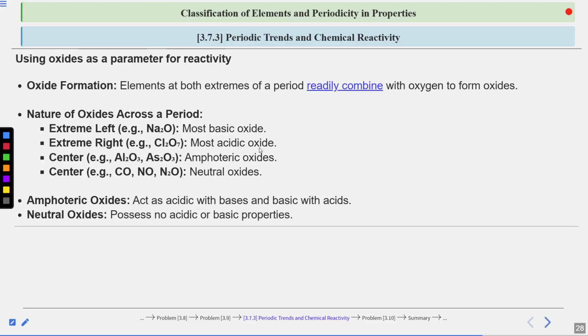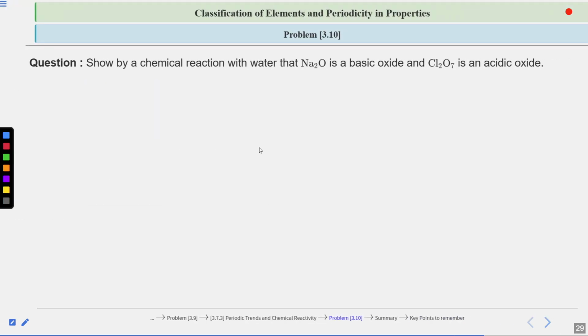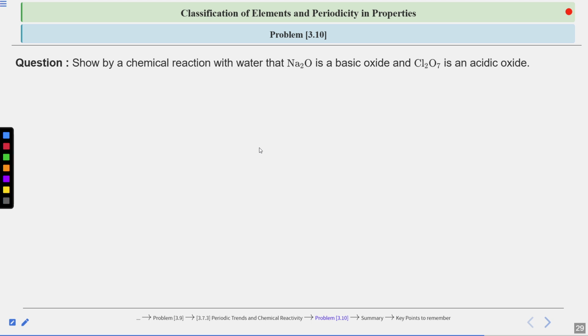Now what are amphoteric oxides? They can act both as an acid and a base, whereas neutral oxides are those which have the property of neither acid nor base. So here is a question for you. Show by a chemical reaction with water that N2O is a basic oxide and Cl2O7 is an acidic oxide. So I am leaving this question to you.